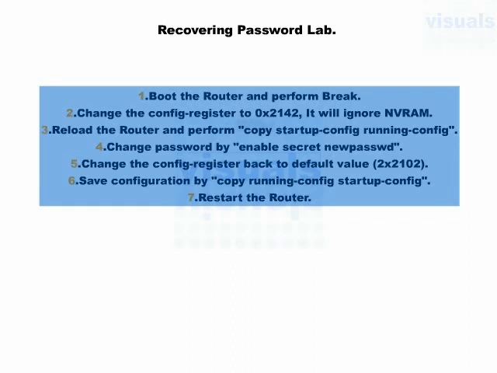Quickly, just boot up your router and perform your break key. After performing the break key, change your configuration register to 0x2142. Restart the router. After restarting the router, you have to copy your startup configuration to the running configuration. After that, change your password. After that, change the configuration register back to the default value, which is 0x2102. Save the configuration again, this time from running configuration to startup configuration, and that's it.